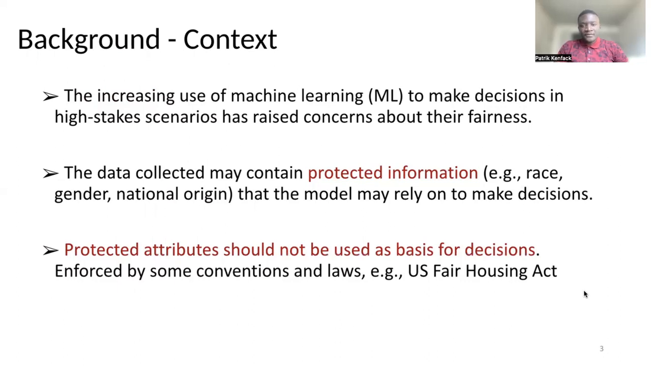The data we collect to make decisions may contain protected attributes or protected information, such as the race, the gender, the nationality, and so on. And models that we build can rely on those sensitive informations to make decisions. However, protected attributes should not be used as a basis for decision making. And this is enforced either by conventions or law, such as the US Housing Act.